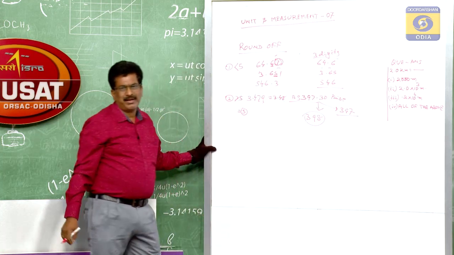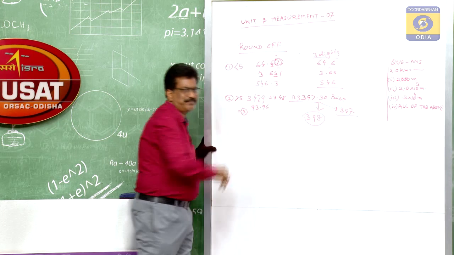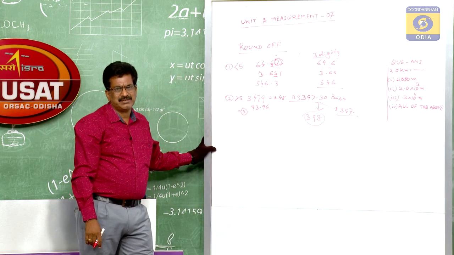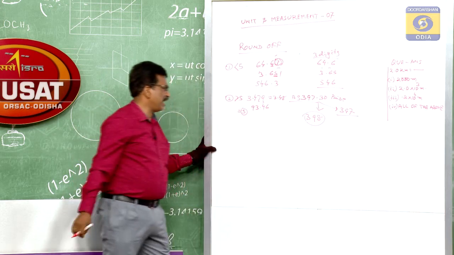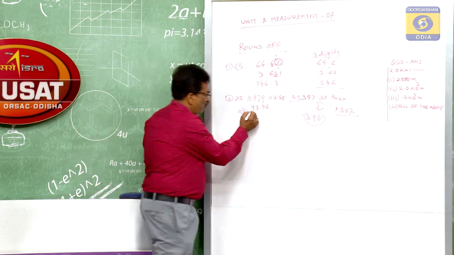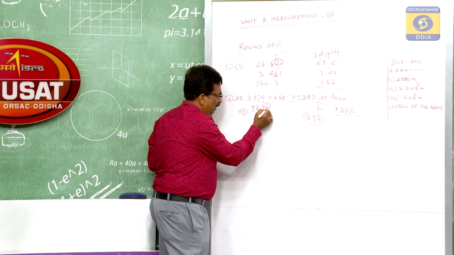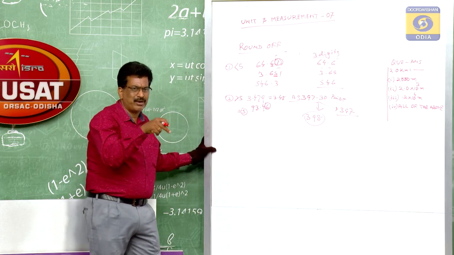Clear? Suppose 93.96. What will happen for that one? 93.96. What will happen for three significant figures? 1, 2, 3. The left one is 6, which is greater than 5, so 1 is to be added.